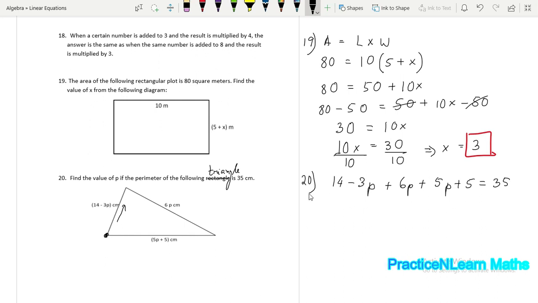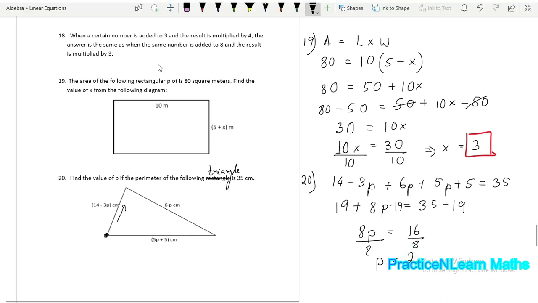So, we can add up all the p's and the constants together. We are getting 19 plus 8p is equal to 35. We subtract 19 from both sides. We get 8p is equal to 16. Divide both sides by 8. We get p is equal to 2. That's the answer.